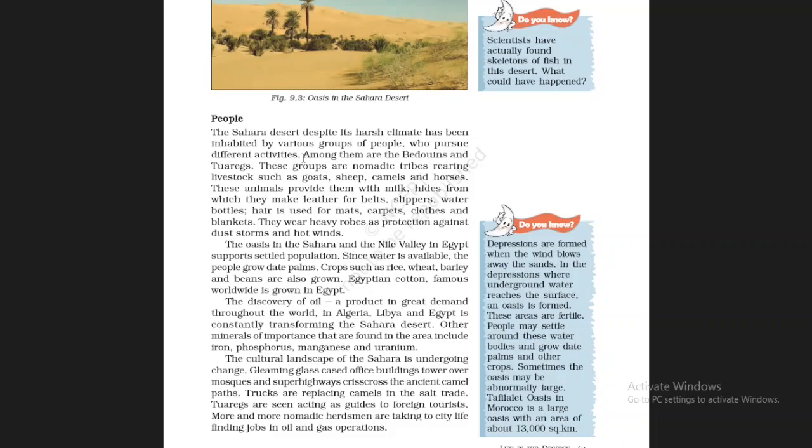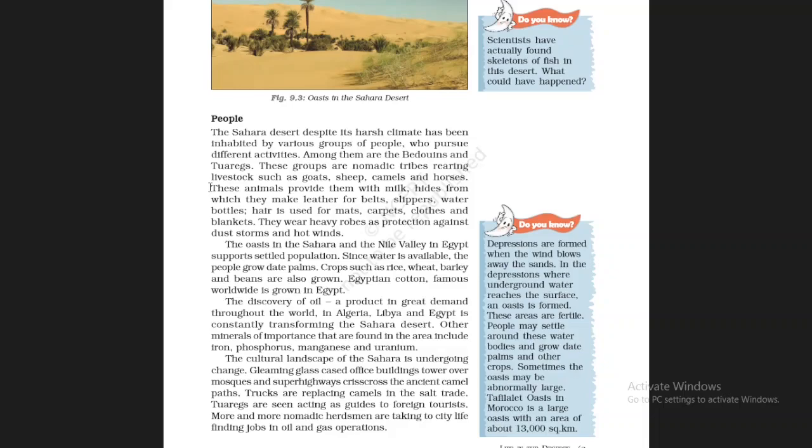Among them are the Bedouins and Tuaregs. These are the people who settle there. These Bedouins and Tuaregs are nomadic tribes rearing livestock such as goats, sheep, camels, and horses. Nomadic means they move according to the season and do not have a permanent home. So they used to change their residence.